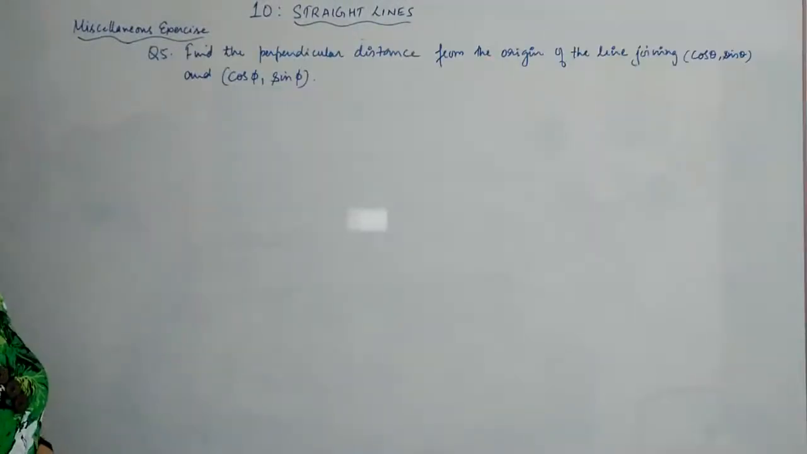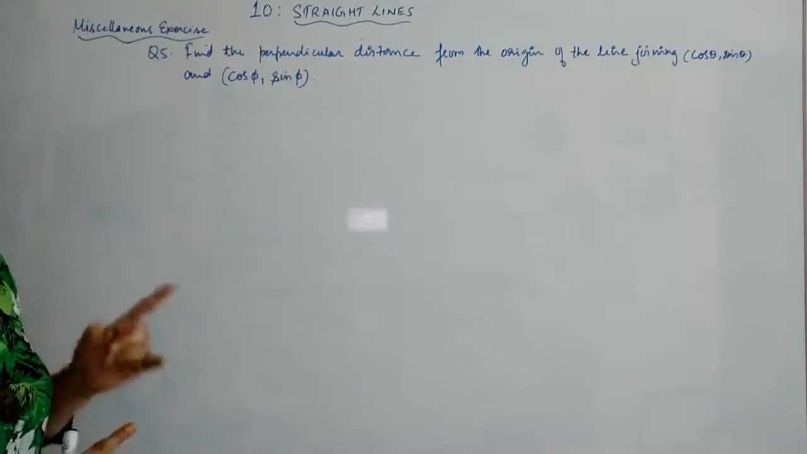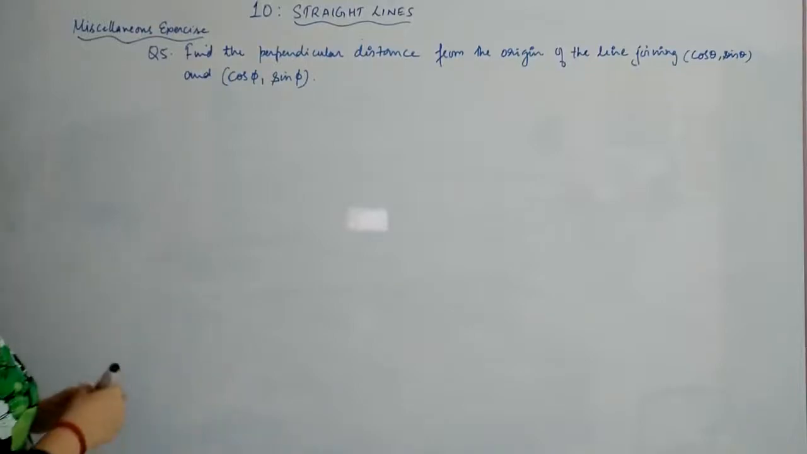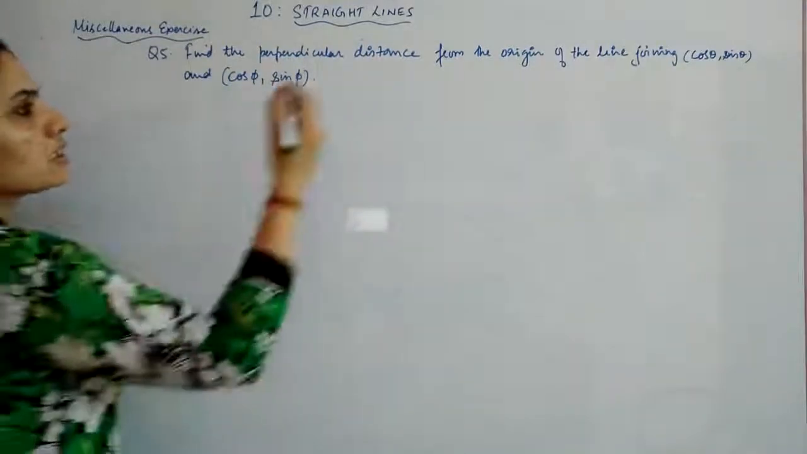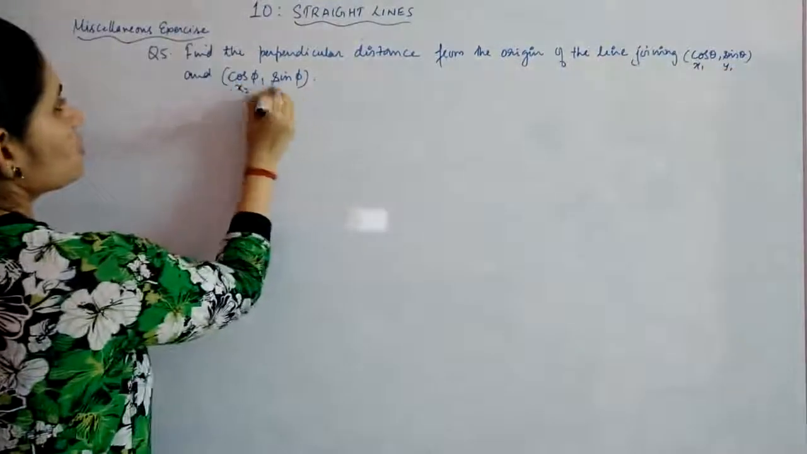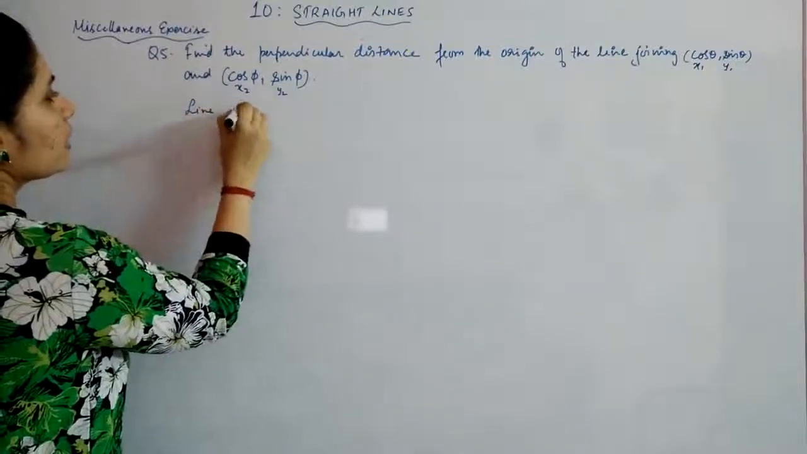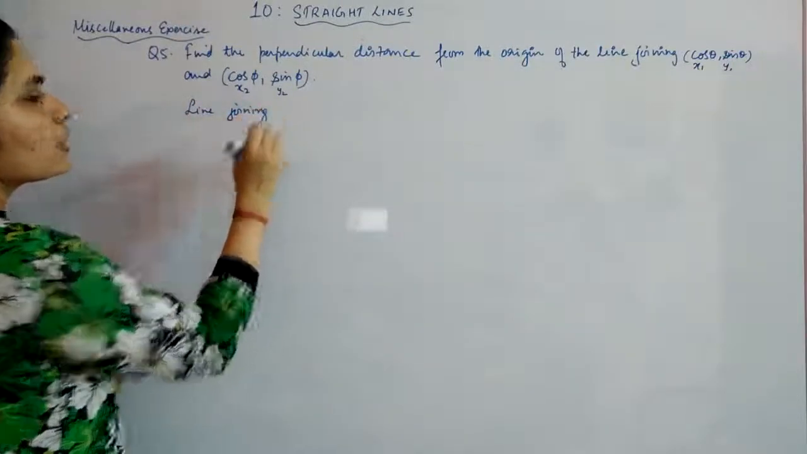Question number 5 is, find the perpendicular distance from the origin to the line joining cos theta sin theta and cos phi sin phi. So you have been given 2 points. First we have to find out the line joining the 2 points, and then we have to find out the perpendicular distance from the origin to that line. So you have been given 2 points, meaning this is your x1, y1, x2, y2. So for the line joining them, you can use the 2-point form.